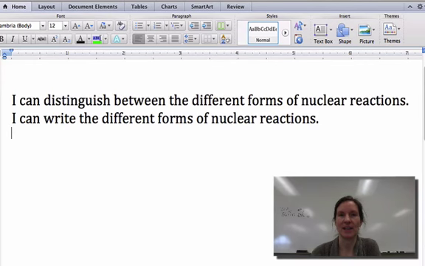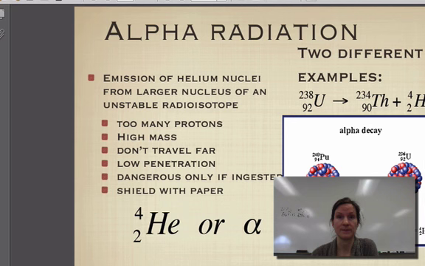This video will focus on the different types of nuclear reactions. So you have two learning goals here. Number one, to be able to distinguish and determine the type of nuclear reaction that's happening, and number two, to actually be able to write those reactions. In class, I introduced the concept of gamma, beta, and alpha in terms of what the particles look like. In this video, we'll get more specific and talk about how to write the chemical reaction.